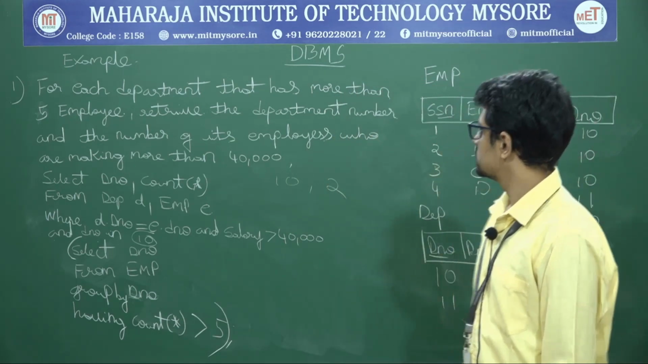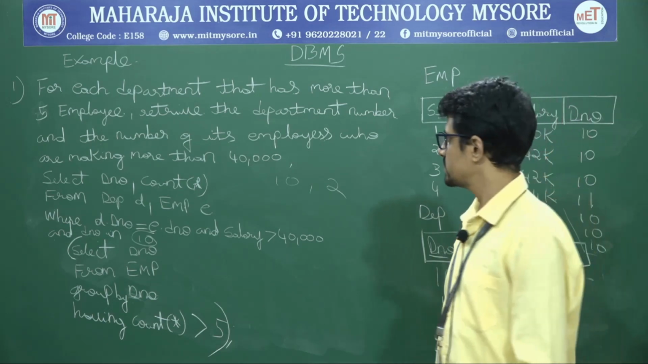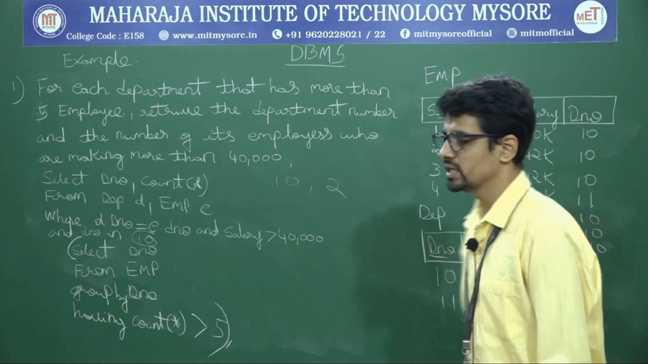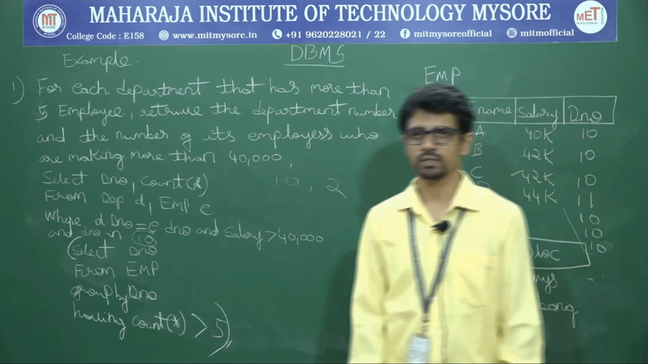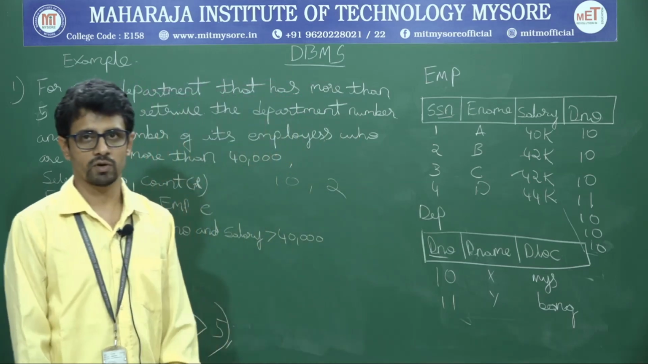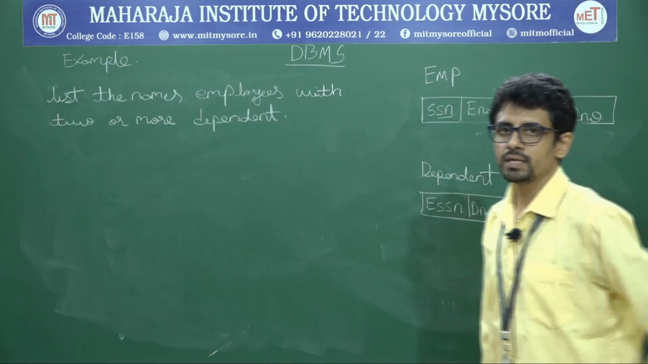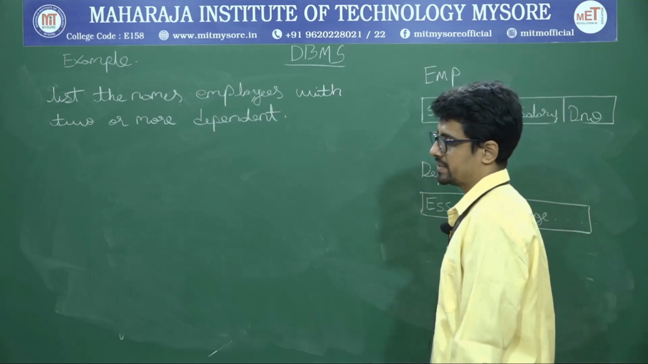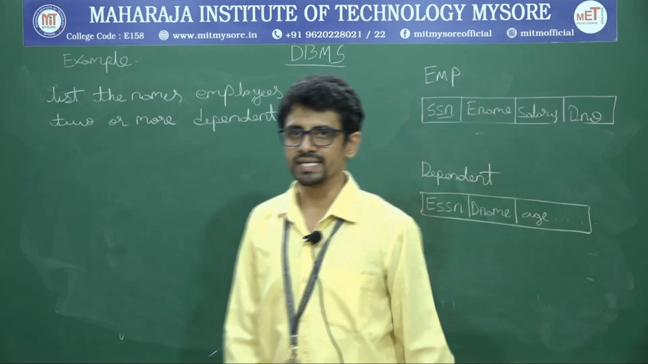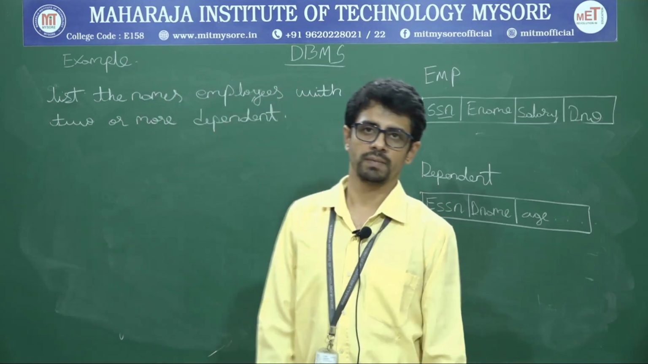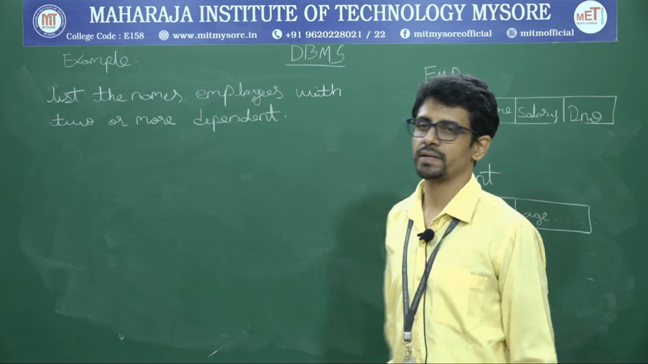For each department that has more than 5 employees, retrieve the department number and the number of its employees who are making more than 40,000. Okay, hope it was clear to you all. We will see one more example of it. The next example: list the names of employees with 2 or more dependents. It's quite easy compared to the previous two, in which we had multiple nested parts being written.